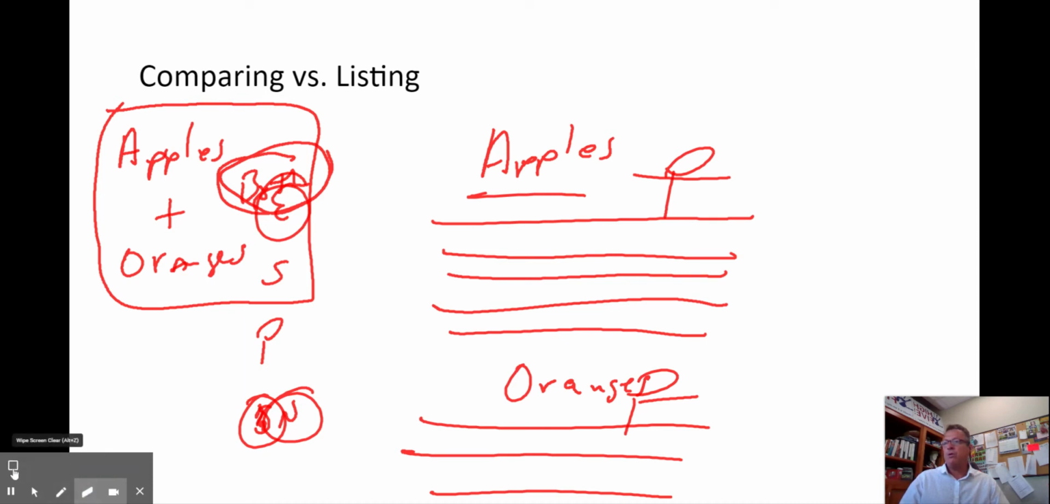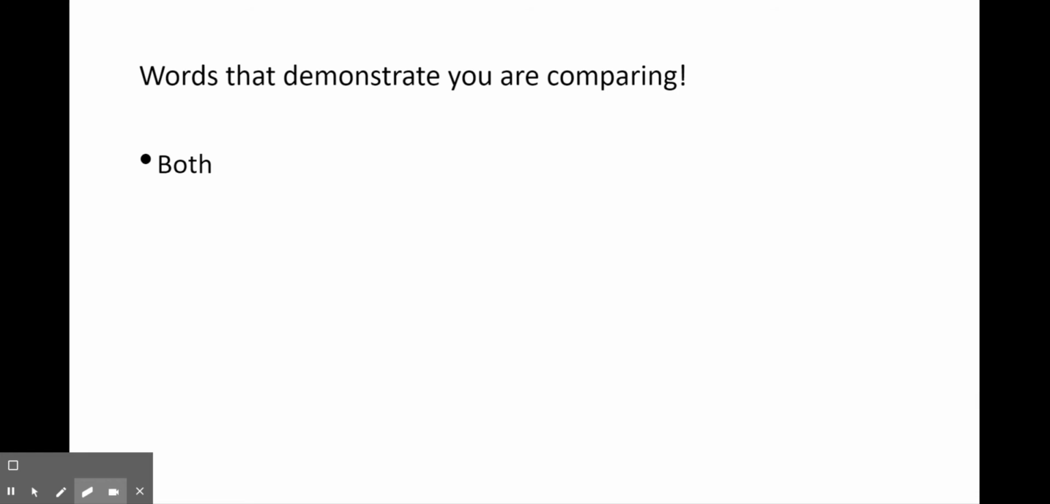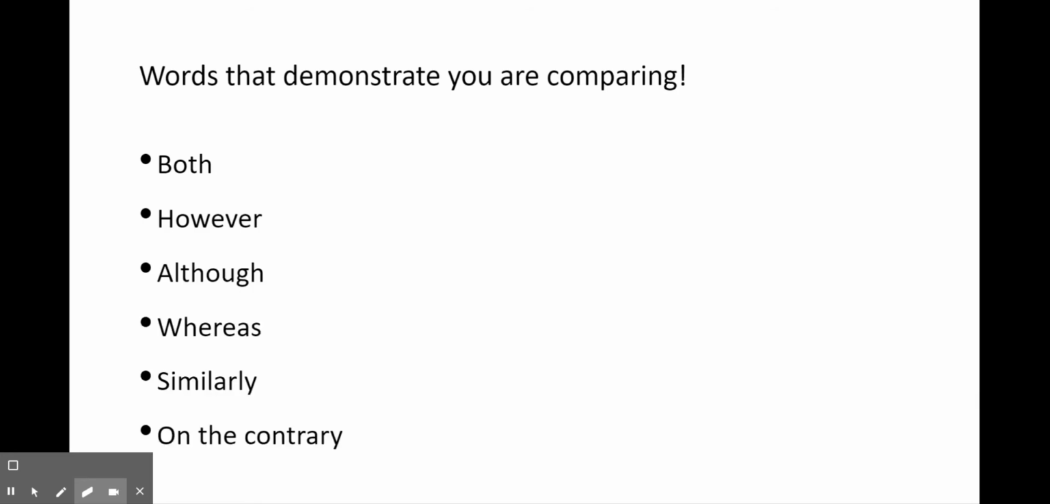So let's talk about words that push us into comparison automatically so we don't get in the habit of listing. And these are those words. We want these in our essays. And again, if I'm a teacher, or if I'm a student and I look around and I'm going to be writing comparison essays and I don't see these on the wall, I'd have these on the wall. These are great comparison words that I would want on a wall.